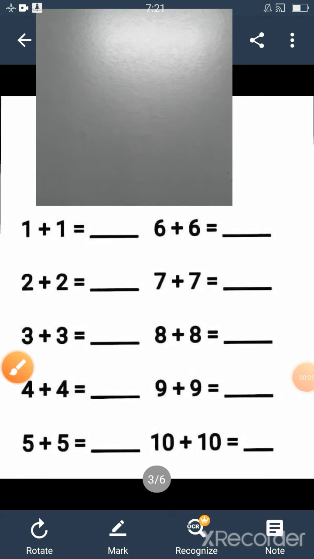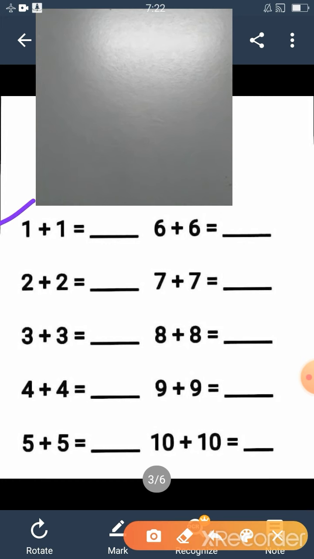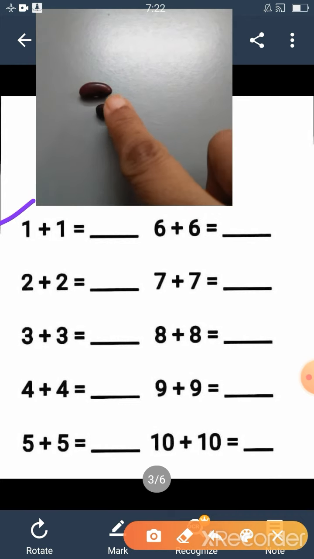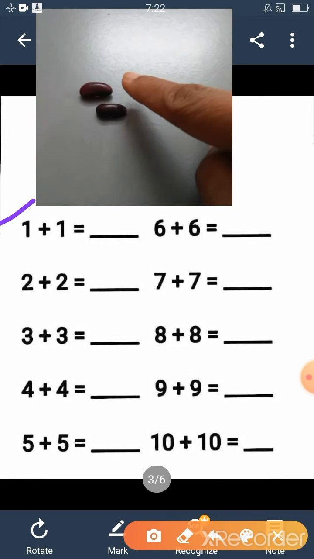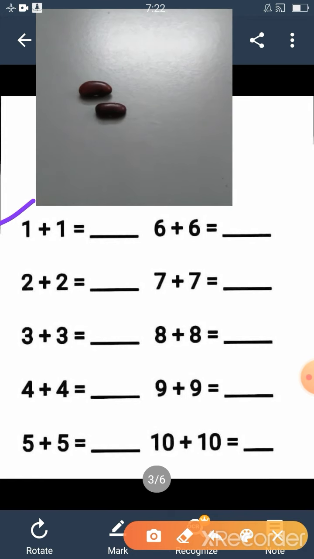Children, now we will study about doubles, in which we add a number to the same number. And these doubles, you should learn well so that you can add your numbers quickly. So let us begin. See, the first question is 1 plus 1. Here, I am taking 1 rajma seed and I am putting 1 more rajma seed. So 1 plus 1 is equal to how many rajma seeds, children? Yes, it will be 2 rajma seeds.